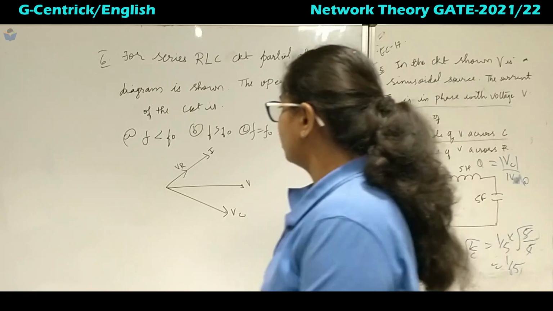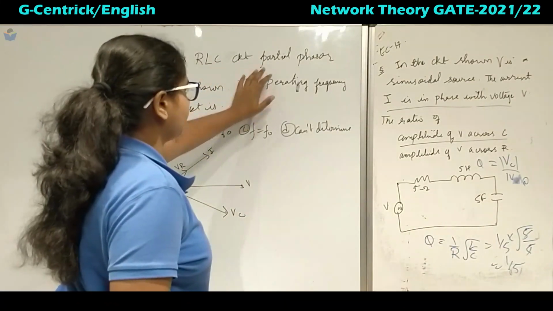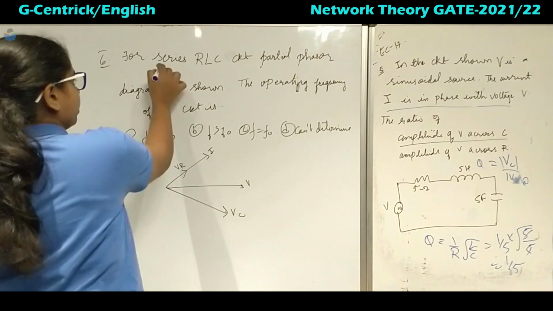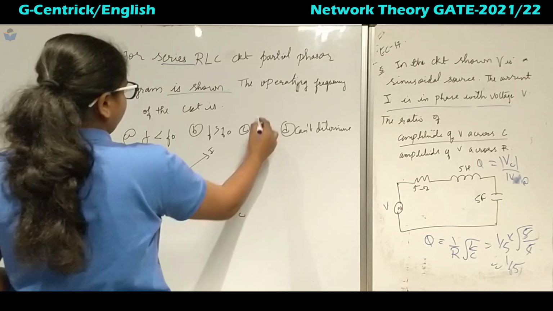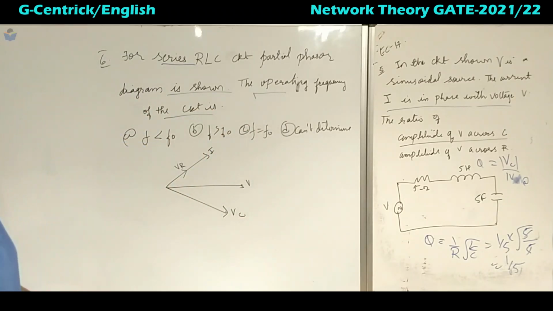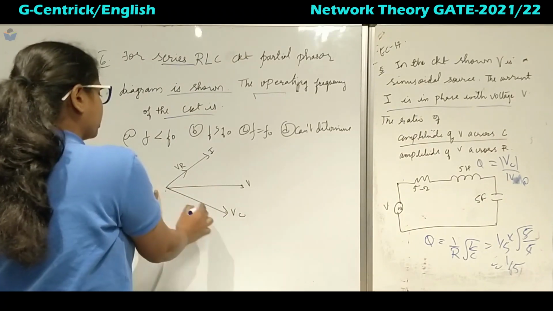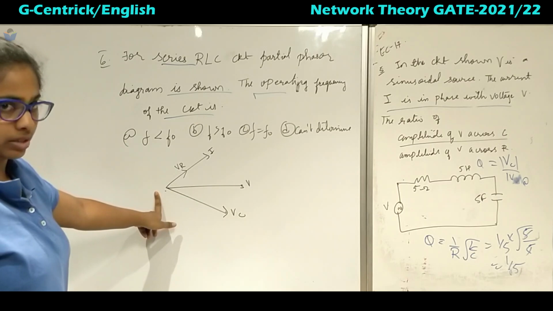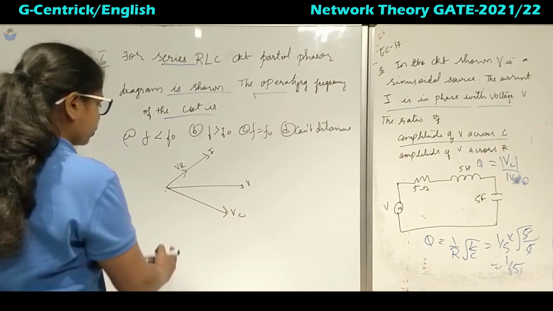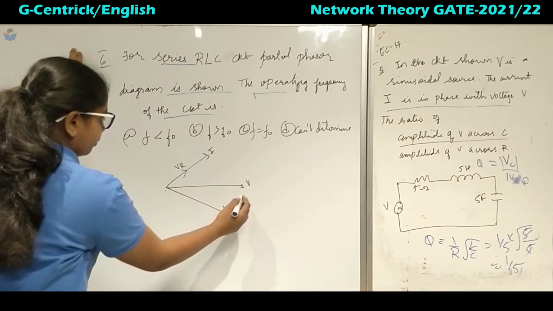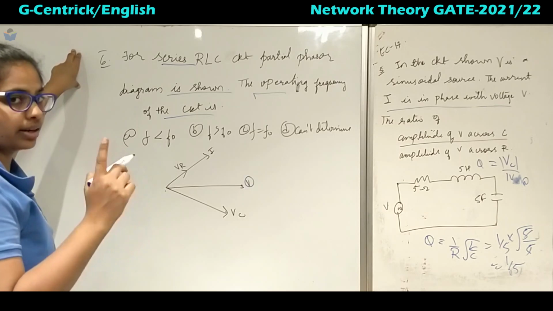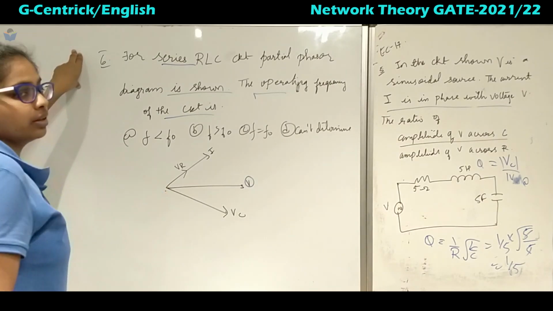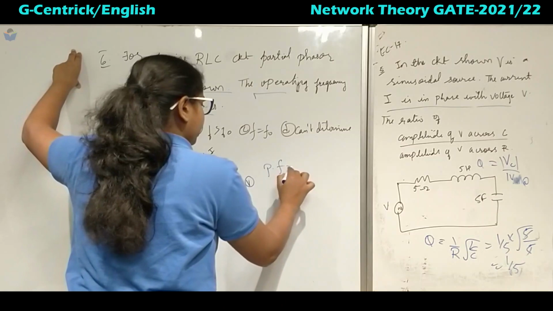Coming to this one, we have a series RLC circuit. A partial phasor diagram is shown, and the question asks for the operating frequency of the circuit. They have given us 4 options. Now this is V and this is the voltage across the capacitor, right? The voltage across the capacitor lags with reference to the voltage. The current in the capacitor will always lead, but the voltage lags. So the power factor will be leading.